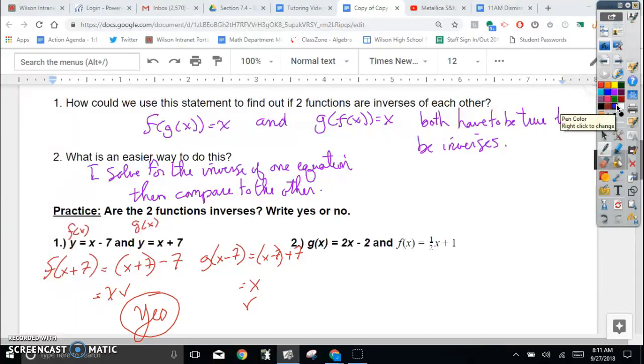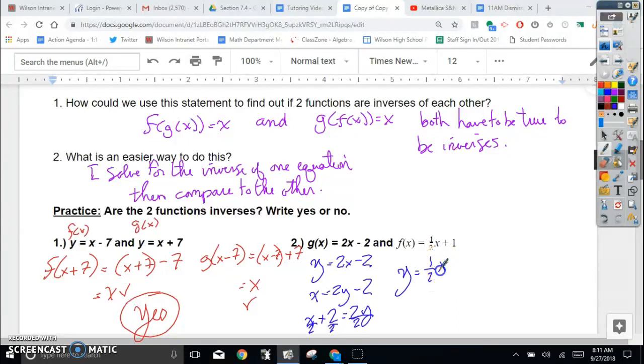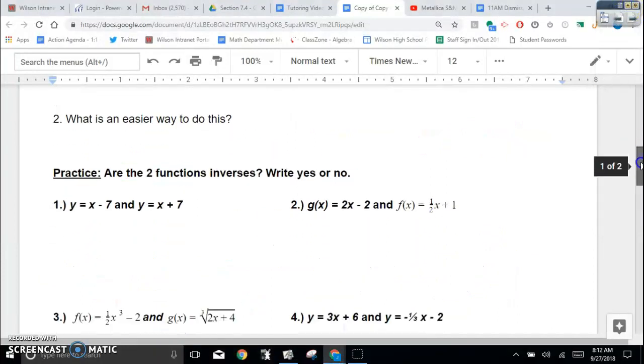If I go about it the other way, which is what I'm talking about in the second one, this is y equals 2x minus 2. I switch x and y. I do x plus 2 equals 2y, and then I'll divide everything by 2. So that'll be y equals a half x plus 1. They definitely match. So yes, these are inverses again. So you can see I prefer the second one. You can do it either way, totally cool with it. Just make sure you're supporting your work with the correct solution.